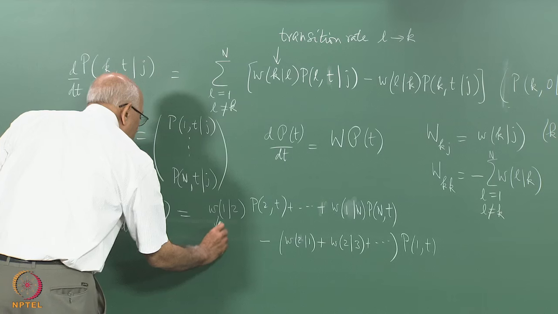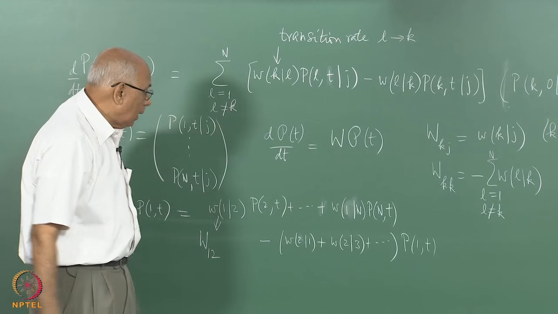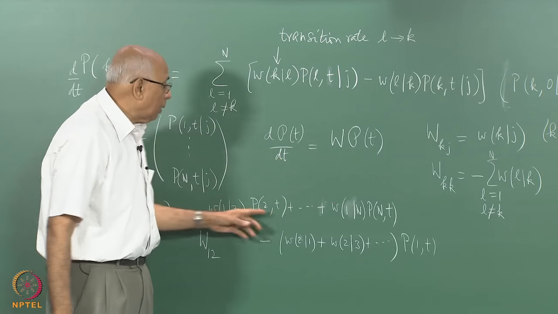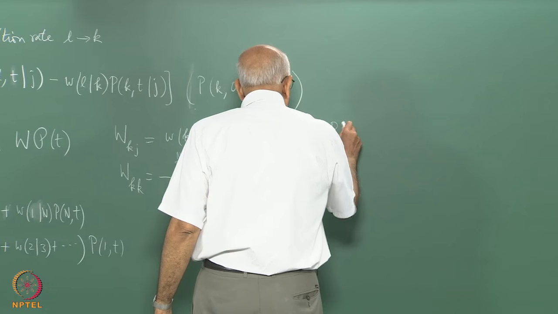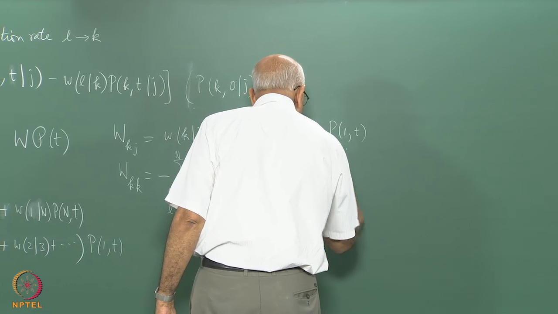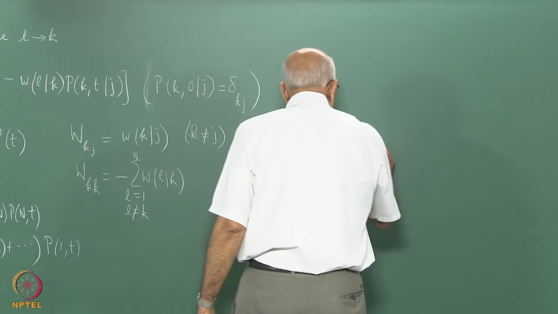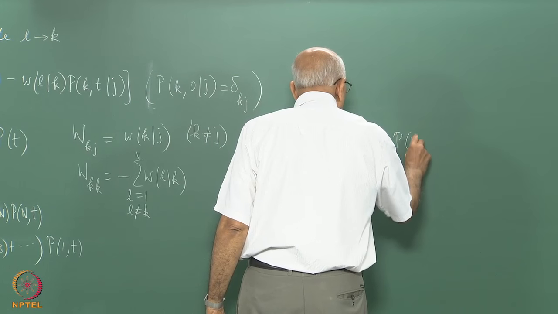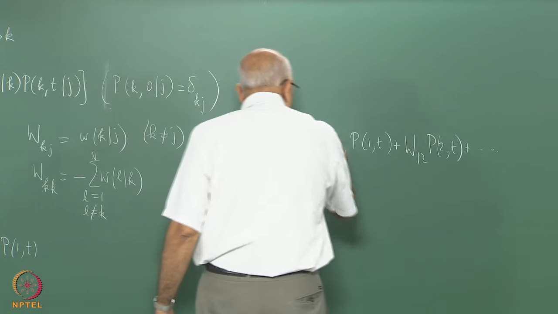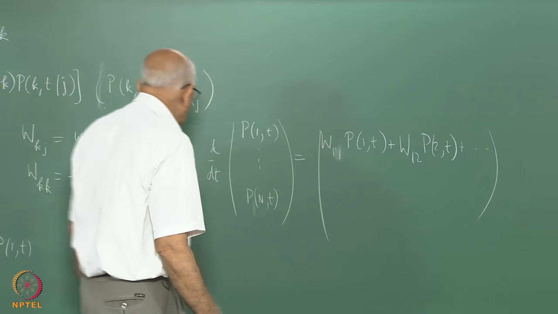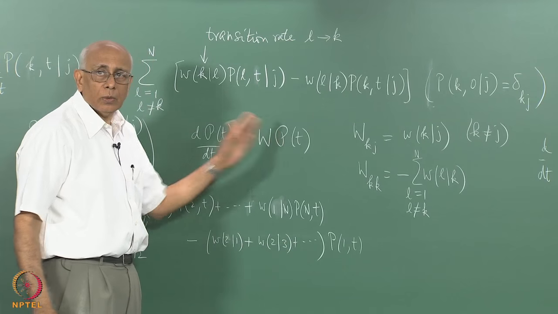And this is what I call W 1 1, capital W. So it is clear that all the off diagonal elements of this big matrix W are precisely W 1 2, W 2 3 and so on and so forth, multiplying the P 2, P 3, etcetera, column vector. And after all, what does this equation imply? It says d over dt of the column P of 1 t, dot dot dot, P of n t equals W times P, so that is W 1 1 P of 1 t plus W 1 2 P of 2 t plus dot dot dot on the first row, and then similarly for the other rows. So dP1 by dt is this fellow here, and W 1 1 as you can see is minus of all these, just writing this out explicitly.